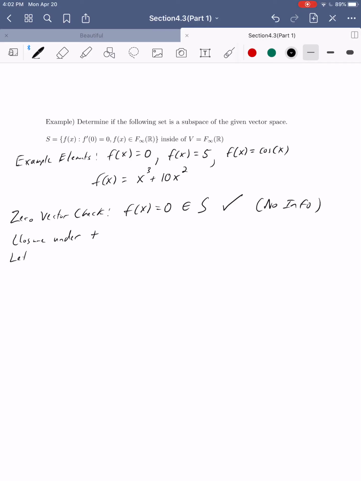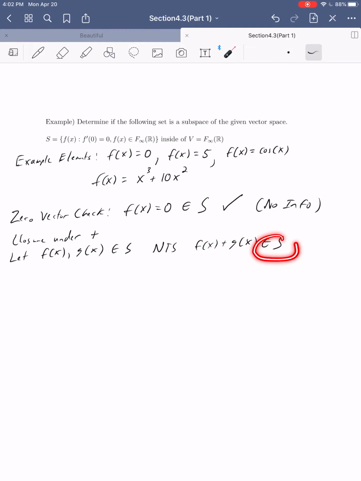So let f(x) and g(x) be elements of S. We need to show that f(x) plus g(x) is an element of S. Excuse me. All right. So what do we need to show then? Well, we need to show that f(x) plus g(x) is an element of S.